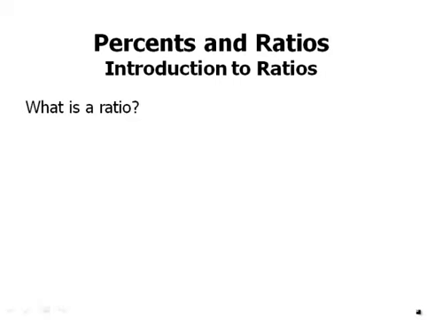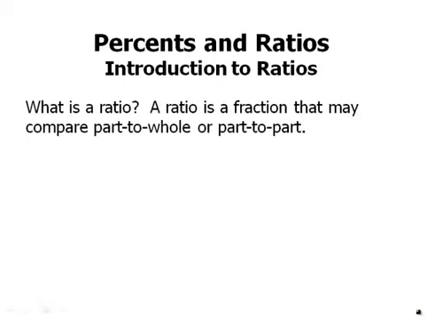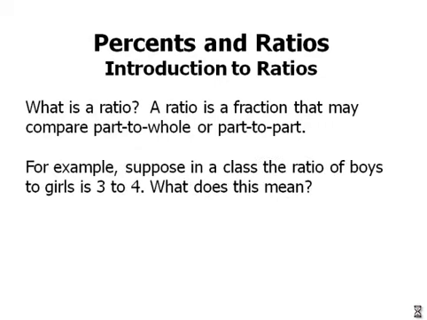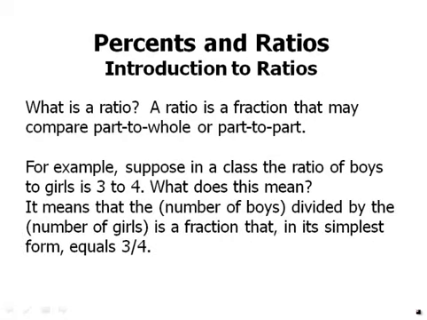Now we can begin ratios. Intro to ratios. What exactly is a ratio? A ratio is a fraction that may compare part to whole or part to part. For example, suppose in a class the ratio of boys to girls is 3 to 4. What does this mean? It means that the number of boys divided by the number of girls is a fraction that, in its simplest form, equals 3 over 4.